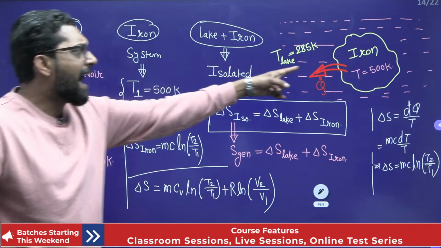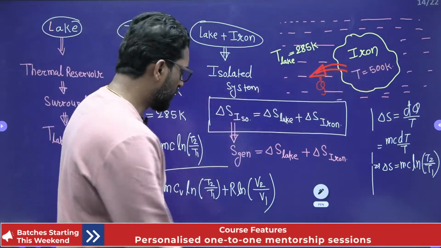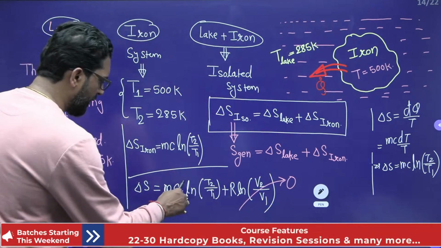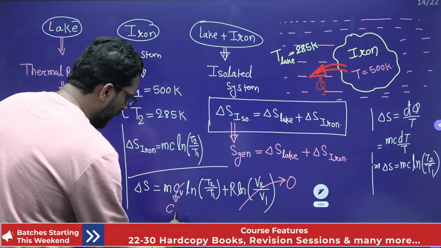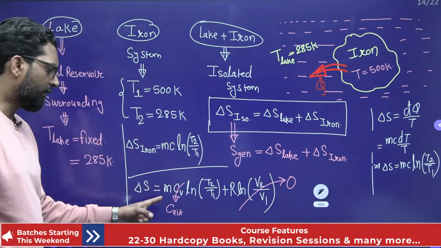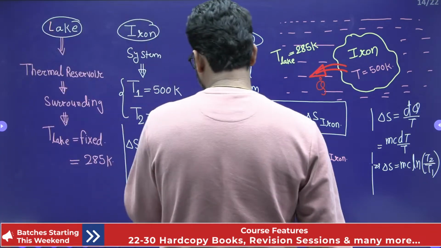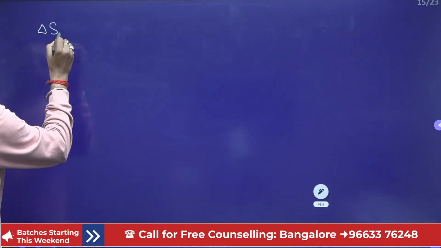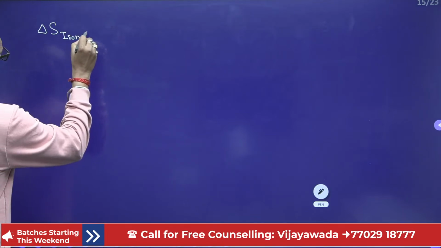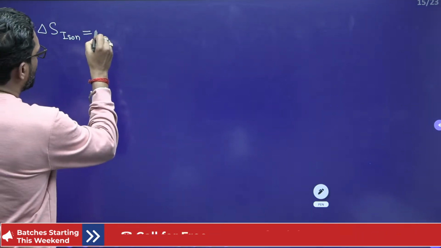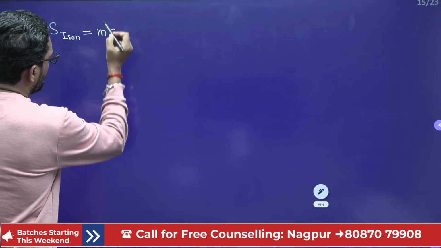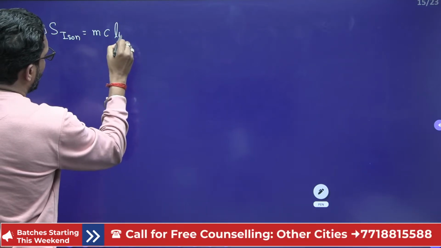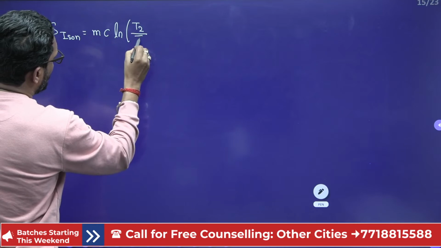For the iron block, it is an incompressible substance, so the change in volume is 0. So the second term is 0, leaving m Cv, and Cv for the iron is the same as Cp, that is, C of iron. Put in the mass of the iron, which is given, and C, which is given, ln T2 by T1. So how much is delta S of the iron? Delta S of the iron is equal to m C of the iron ln T2 by T1.